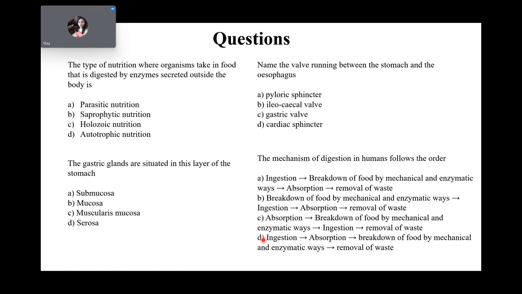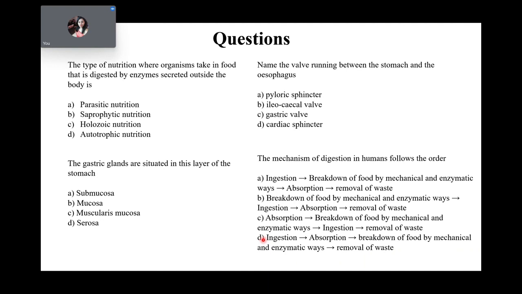Yeah. So, like I said, if your food is being digested outside only before ingesting, then it is saprophytic nutrition. I'll come to this question. The gastric glands are situated in the mucosa layer. The proper flow of the digestion procedures is ingestion of the food, breakdown, followed by absorption and the removal of waste.